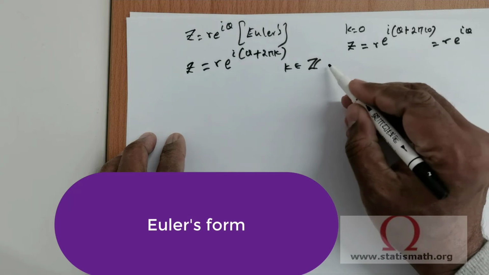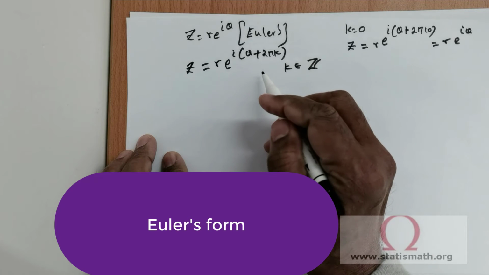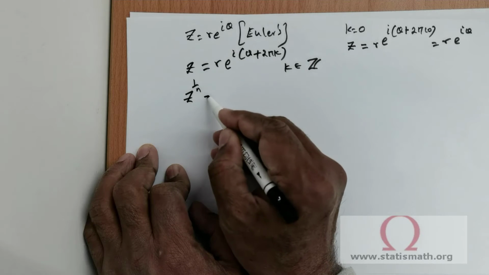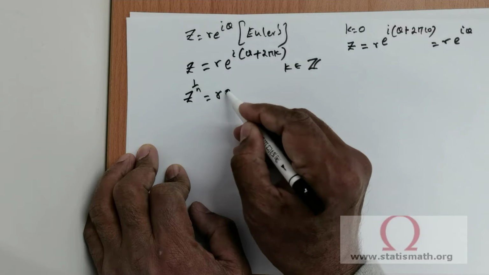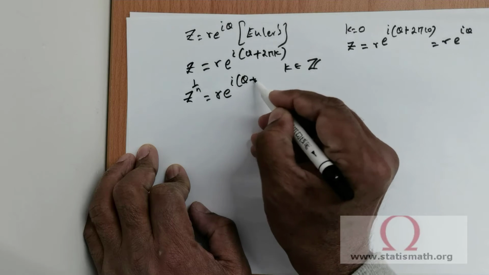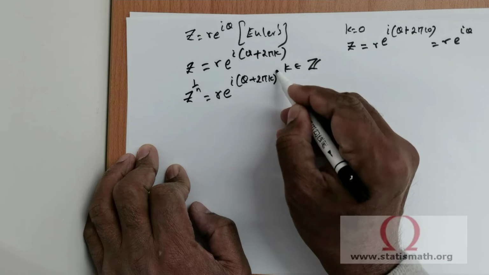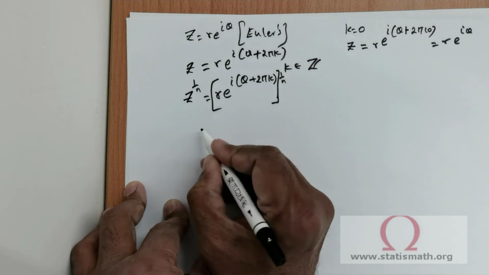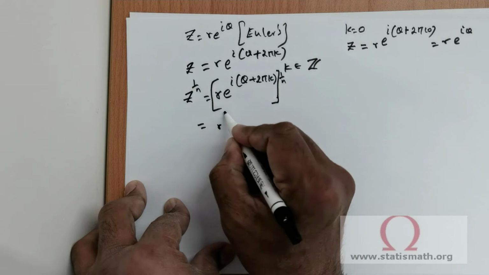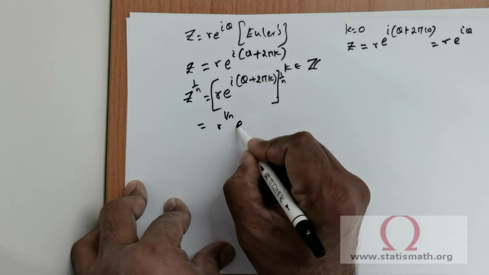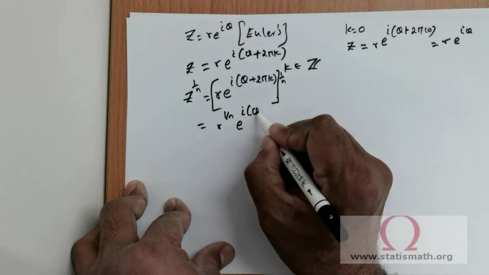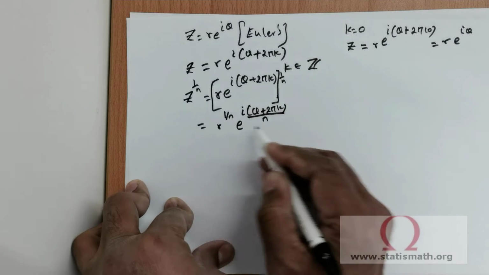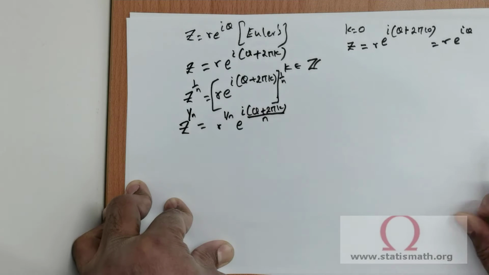Now, before we proceed, let us assume we are expected to find z raised to the power 1/n. In that case, the right side is going to be [r e^(i(θ + 2πk))] raised to the power of 1/n. This can be further rewritten as r^(1/n) e^(i(θ + 2πk)/n). Using the law of exponents, this can be written like this. So this is going to be z^(1/n).